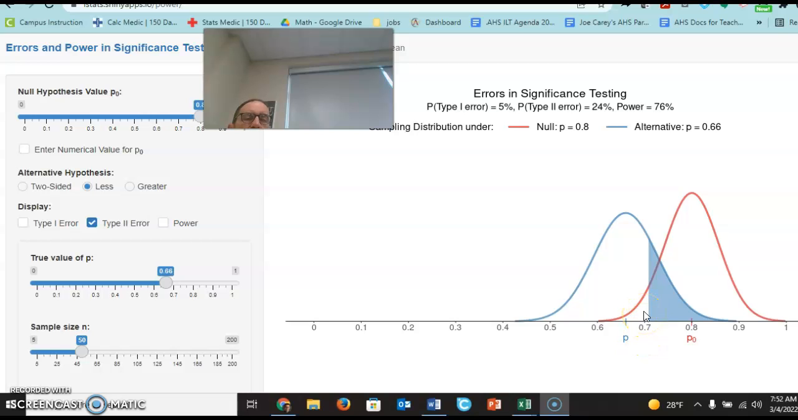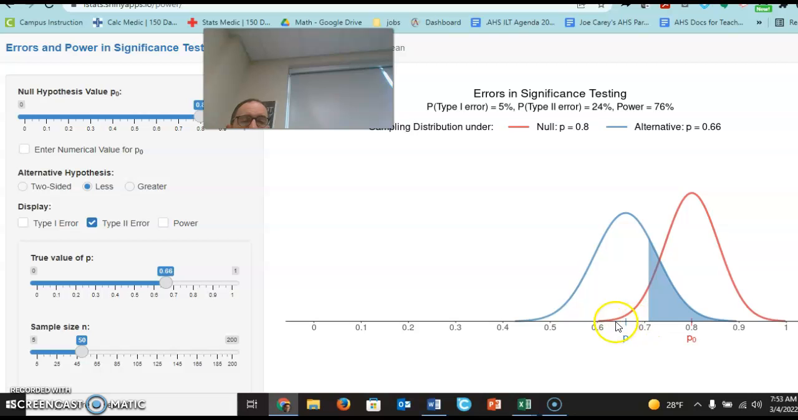So that would be when we'd be rejecting the null. We'd be failing to reject the null when it is bigger than that. So the probability of a type 2 error would be determined by the area under the blue curve, because the blue curve represents the reality of what's going on. The red curve represents what we think is going on if the null is true.